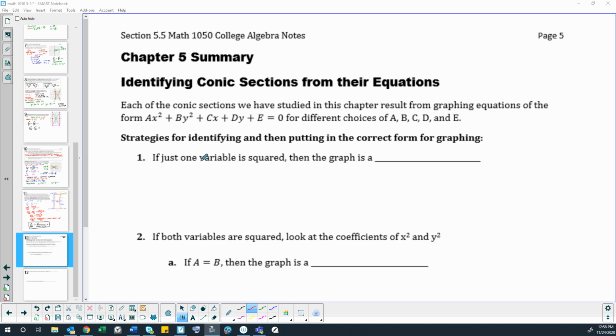see what we need to look for exactly to figure out what would make this a parabola, a circle, a hyperbola, or an ellipse. So if just one variable is squared, so say that either a is 0 or b is 0, so one of these terms does not exist, but the others do, then this would be a parabola.